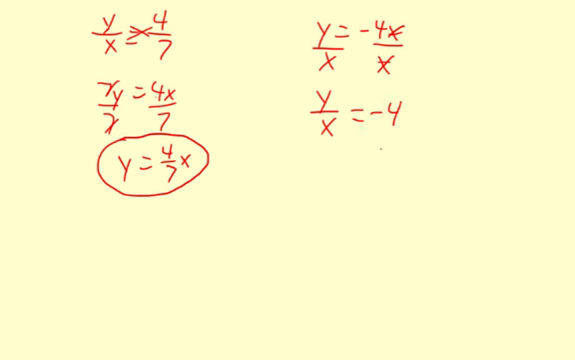And then notice what's missing here, there's no denominator here, so I'm just going to write that. Y over x equals negative 4 over 1. That's equivalent as negative 4. So this is now a proportion.